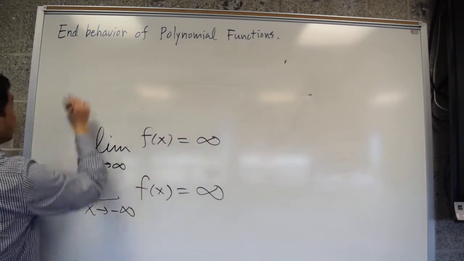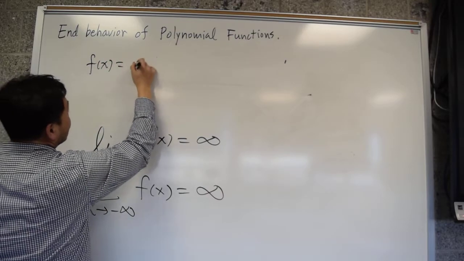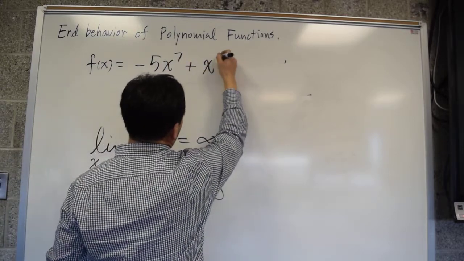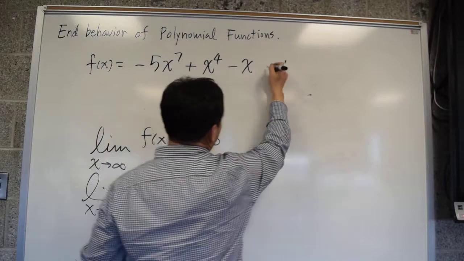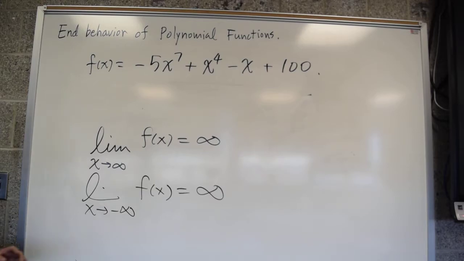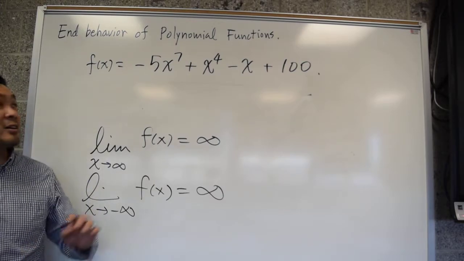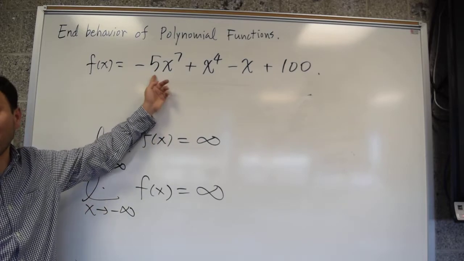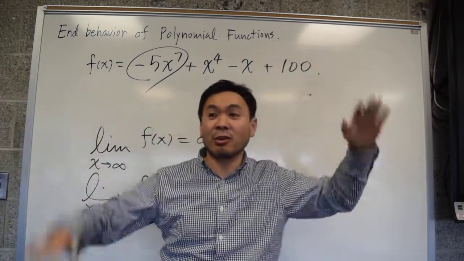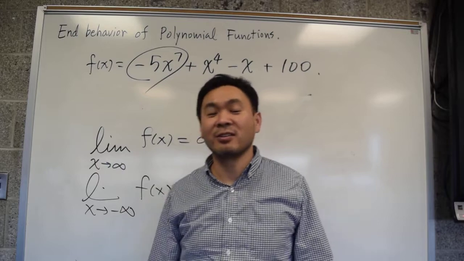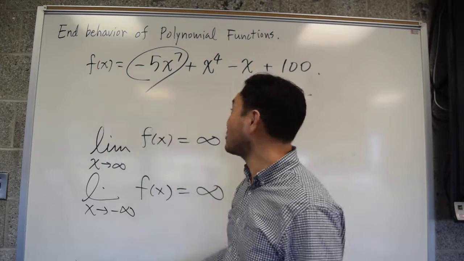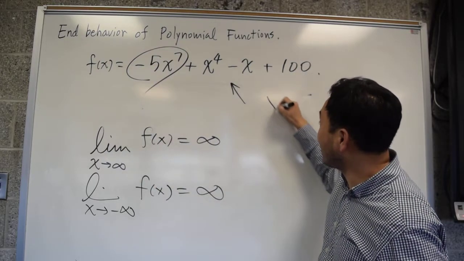What's the end behavior of f of x equals negative 5x to the 7th plus x to the 4th minus x plus 100? I wrote a lot of things, but what's the only thing that matters when it comes to end behavior? X to the 7th, negative 5x, so this is the only thing that matters. Okay, it's odd, so it's either this or that, right? Which one is it? This one, right, because of the negative sign. So the end behavior is this and this. That's the end behavior.